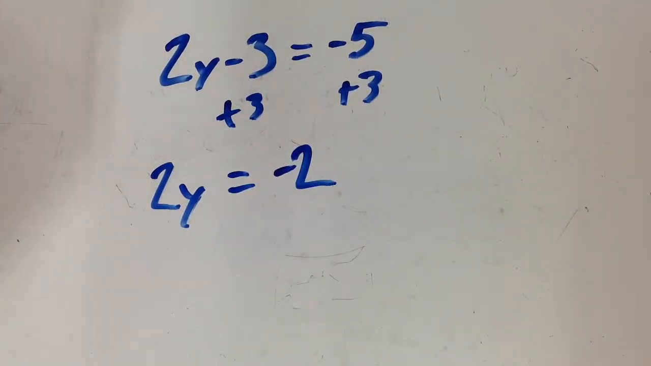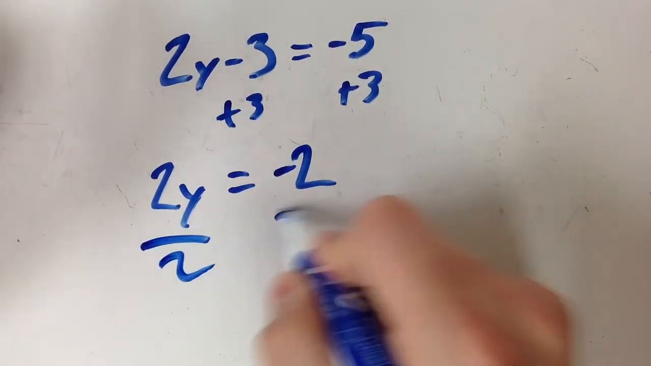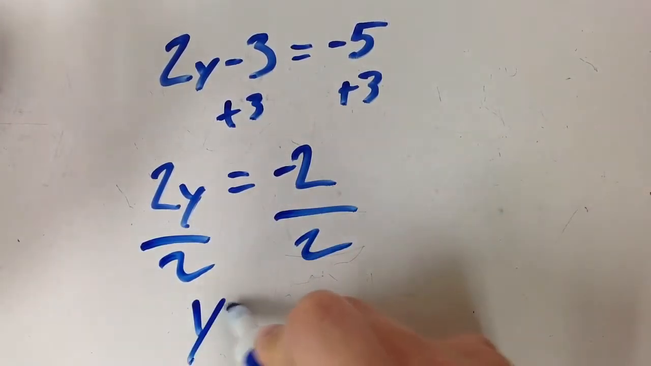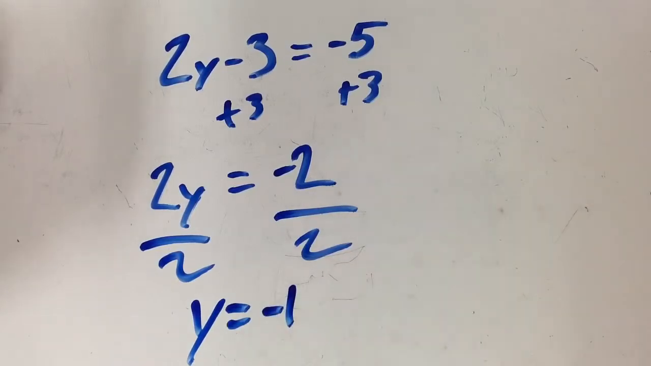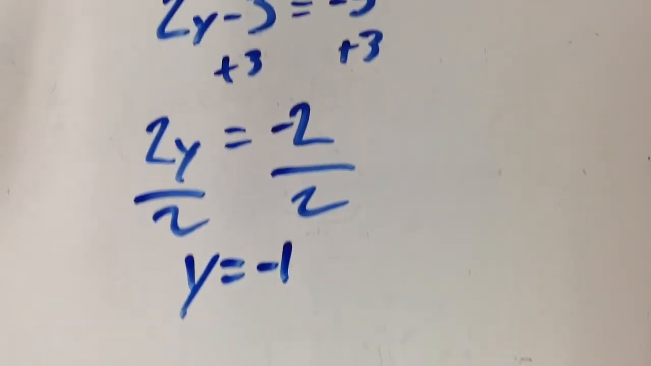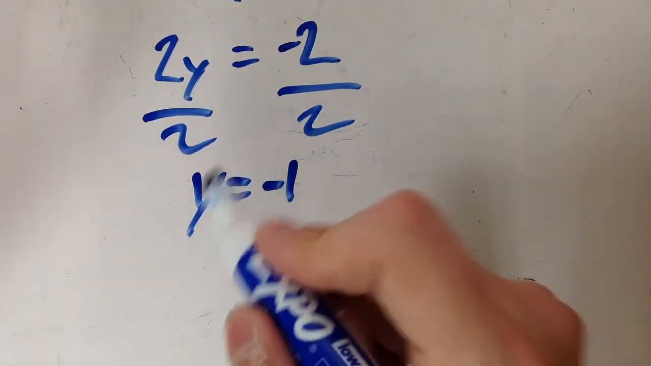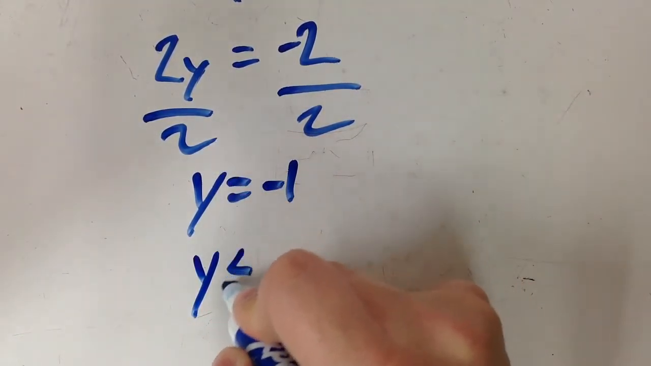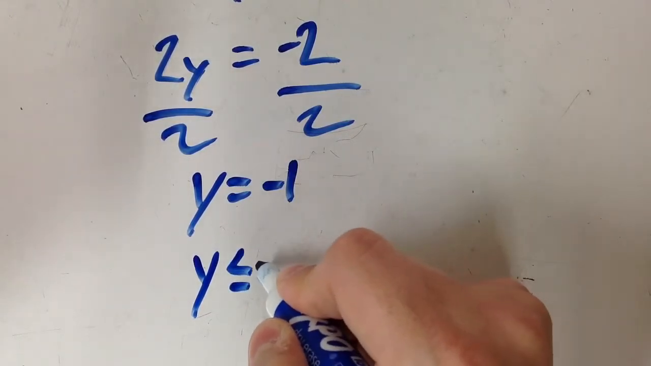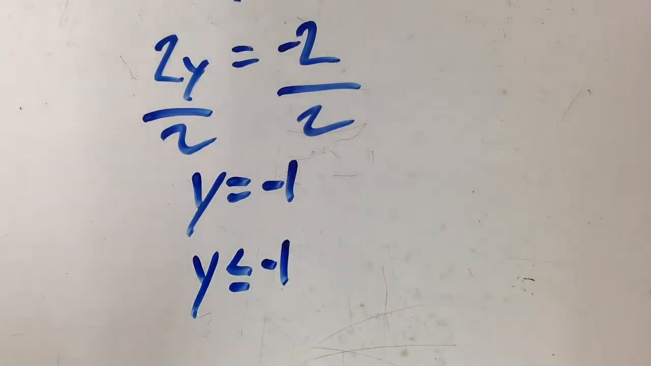Opposite of multiplying by 2 to both sides would be to divide 2 to both sides. I've got y equals negative 2 over 2, which is the same as a negative 1. Now again, I go back into my original problem and plug back in my inequality sign. So y is less than or equal to that negative 1.